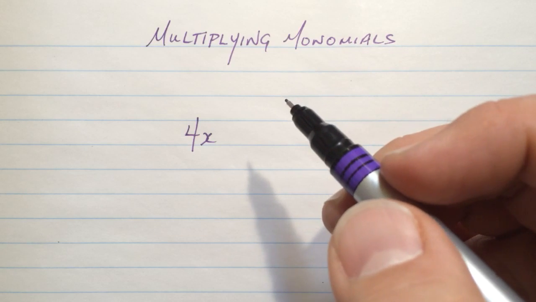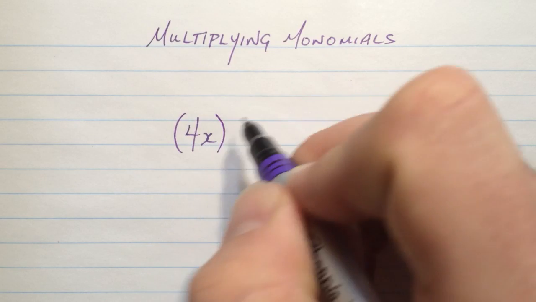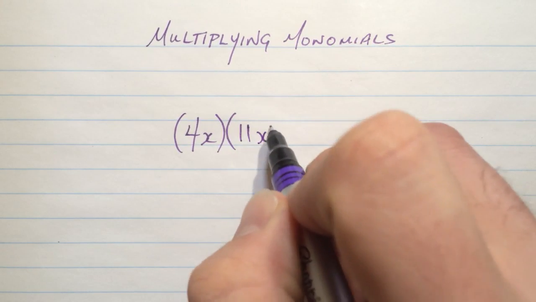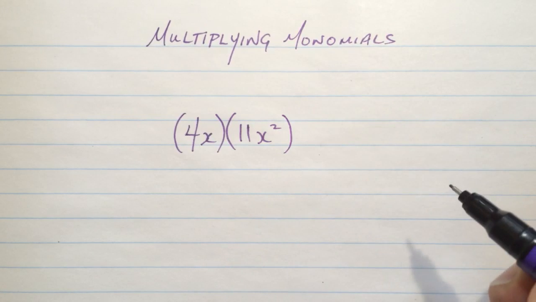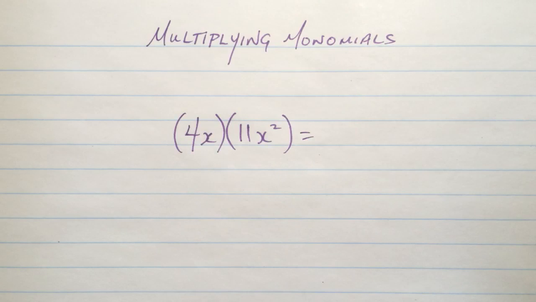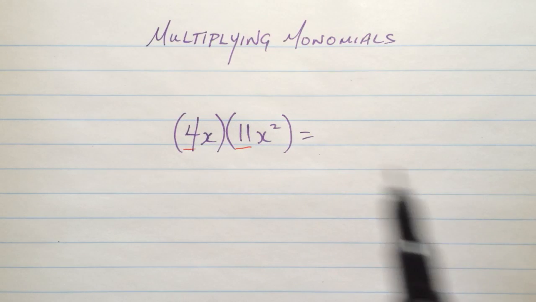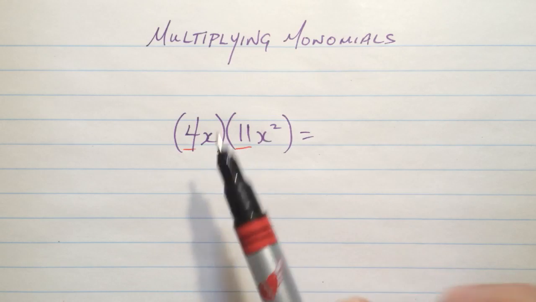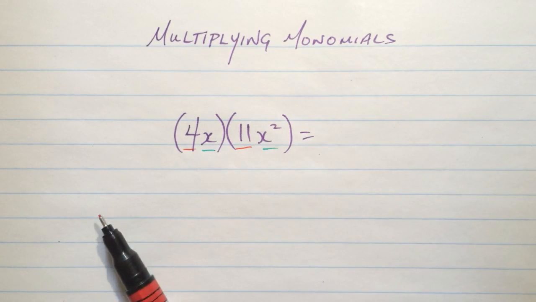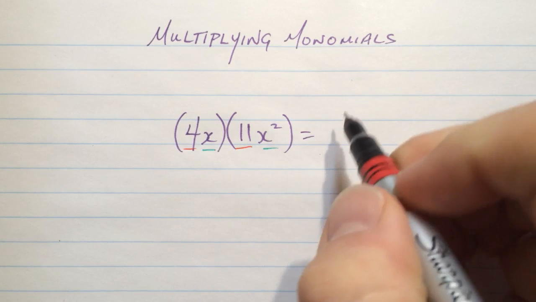And so if we want to multiply two monomials together, and I'm going to write them in brackets to show multiplication, we might get something like this. Here's 4x times 11x squared. And the way we do this is very straightforward. We're going to multiply the numerical coefficients together, which we usually just call coefficients. We'll multiply the two coefficients together, and then separately we'll multiply the two variable components together, and that's how we'll get each piece. So let's start by multiplying 4 times 11.